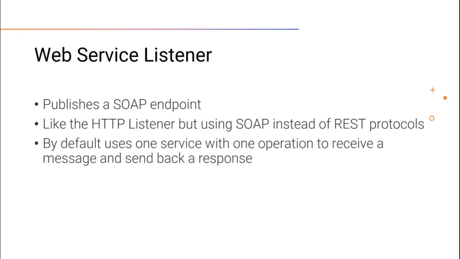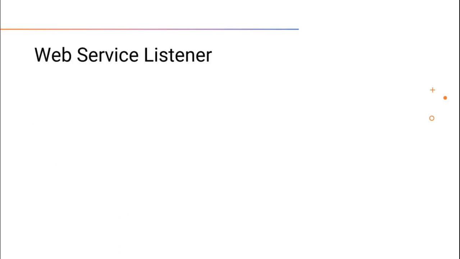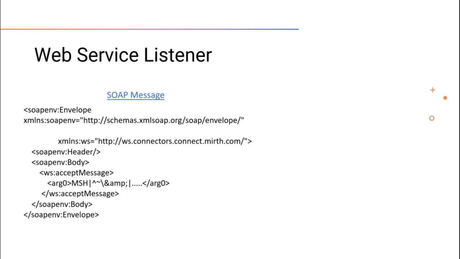Out of the box, Mirth gives us one service with one operation to receive messages and send back a response. There's not as much customizability as the HTTP listener, but we can create a custom service with custom operations. When a user sends in a SOAP request, then Mirth handles the SOAP request and only passes in the message being sent. For example, if we have a long SOAP envelope being sent, then Mirth will only process the argument.